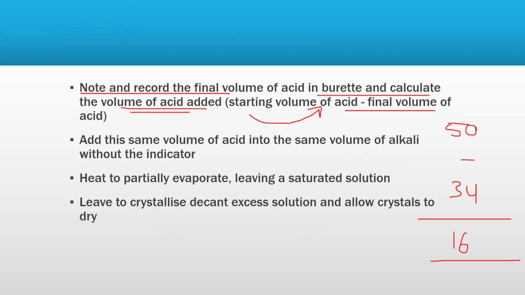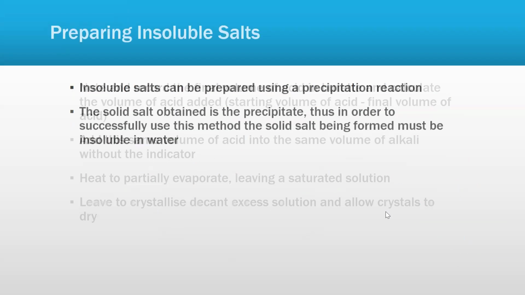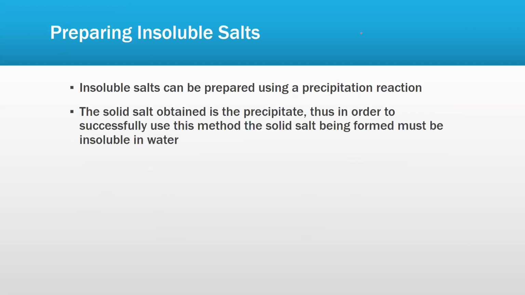So when we do the experiment the second time, I am going to add exactly 16, because I know 16 is needed. I won't add the rest of it. I'll only add the same volume that was used in the first experiment. Heat it to partially evaporate, leaving a saturated solution, and then when you dry it again, you will have the crystals with you.